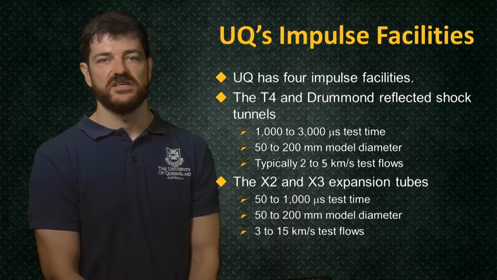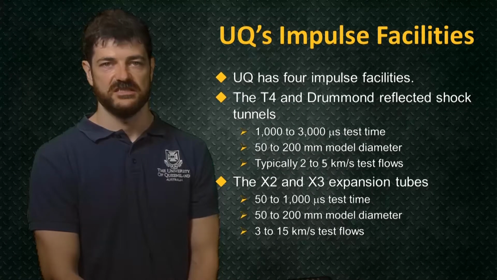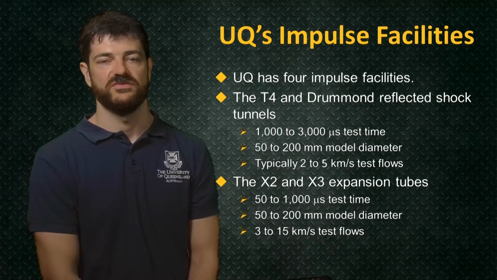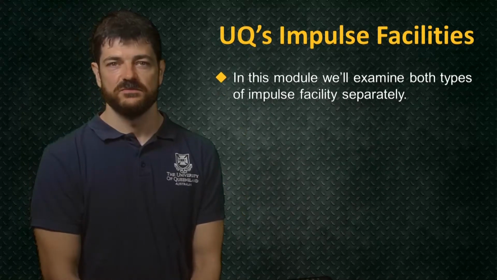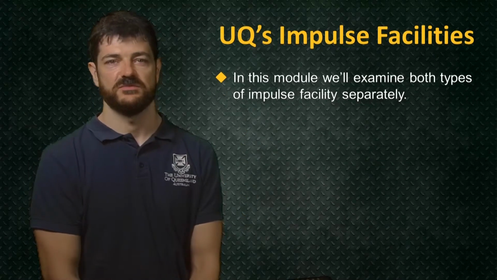And we've even generated shock waves traveling at 18 kilometers per second in the past. So that's 65,000 kilometers an hour, which is fast enough to circle the globe in about 45 minutes. So in this module, we're going to look at both of these types of facilities separately. Reflected shock tunnels and then expansion tubes.